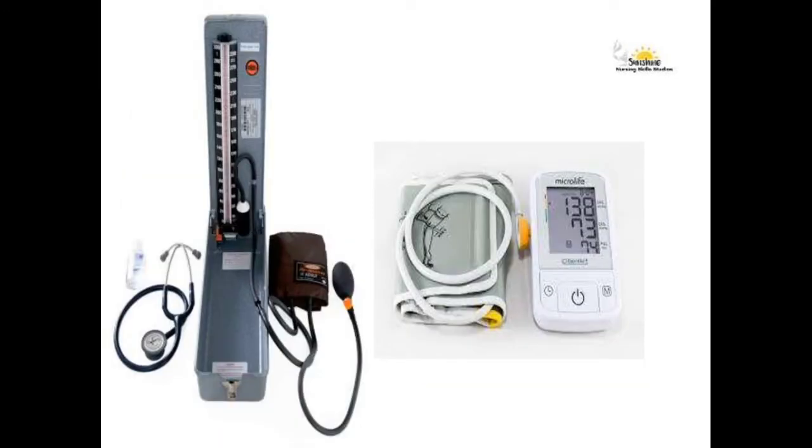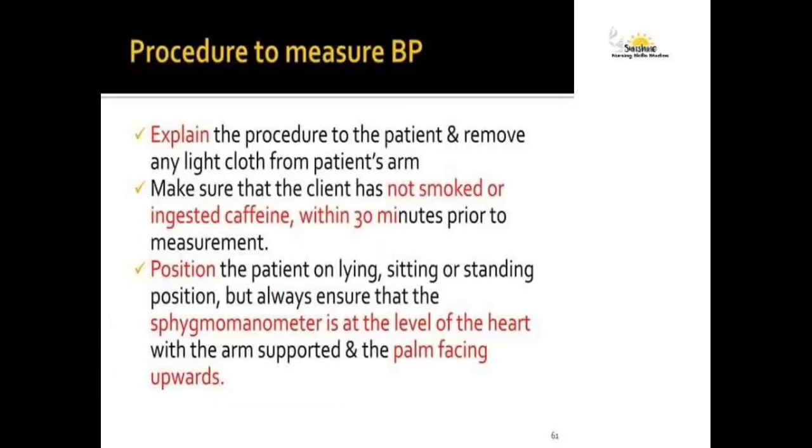The equipment used for checking the blood pressure is of two kinds. One is digital and the other is manual, that is with the help of mercury. The procedure to measure the BP is as follows.